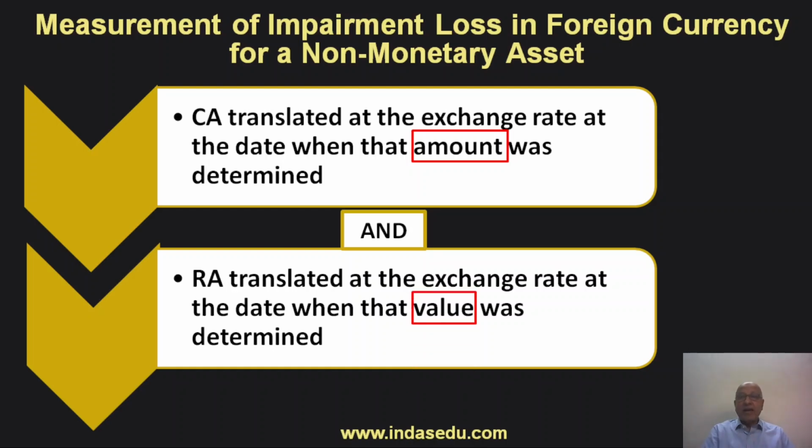Second thing is the recoverable amount, translated at the exchange rate at the date when that value was determined. This is the value. What is the fair value less cost of disposal, or what is the value in use? That is ascertained. First thing is, we follow what? We follow historical cost. Everything is measured at historical cost. And here the value is determined when the asset is tested for impairment. It can be the closing rate. So these two are compared, as you know, carrying amount and recoverable amount.